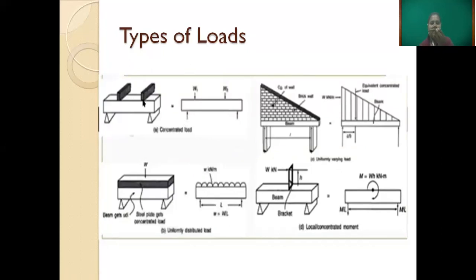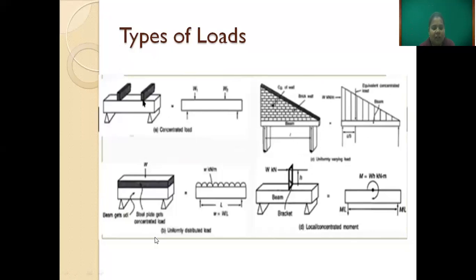Suppose I have taken this beam and I have applied this load. This load is applied particularly at a point. So this load is called a point load or concentrated load. Then second is uniformly varying load. You observe here, this load uniformly varies from point A to point B. So this load is called a uniformly varying load.